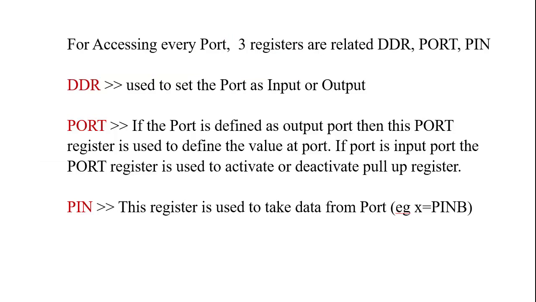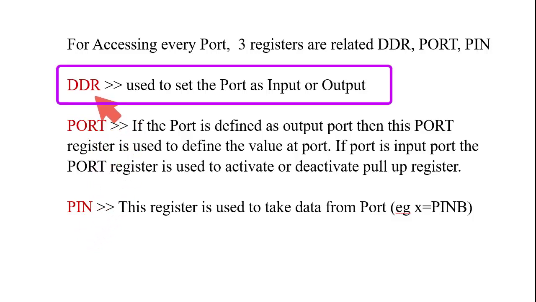For accessing any port, we need to set 3 registers. Means every port has 3 registers related to it. First one is DDR, the data direction register. Next one is the port register. Next one is the pin register. The DDR register is used to set a particular port as output or input. If that port is output, then the corresponding bit of this register should be set as logic 1, and for the case of input, the corresponding bit of this register should be reset as 0.